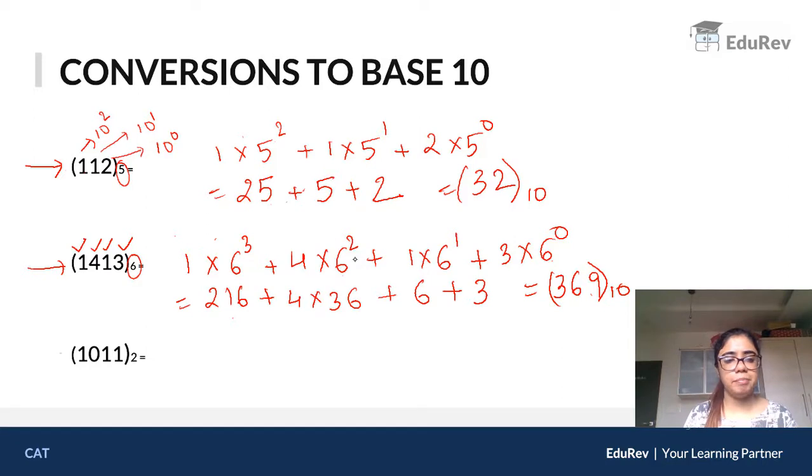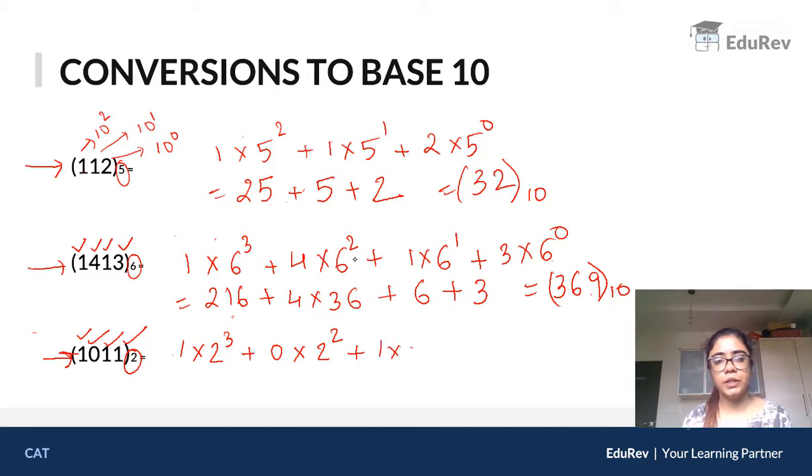Now let's look at another example. This one. 1011 to the base 2. Now if you realize this is to the base 2, so it's a binary number. That is the reason we only have ones and zeros in this case. Again, it is a 4-digit number. So basically this represents the thousands place, hundreds place, tens place, and units place. So instead of multiplying with the powers of 6 or 5, we are going to multiply with the powers of 2 here. That's the only difference. So this will be 1 into 2 cube plus 0 into 2 square plus 1 into 2 raised to 1 plus 1 into 2 raised to 0.